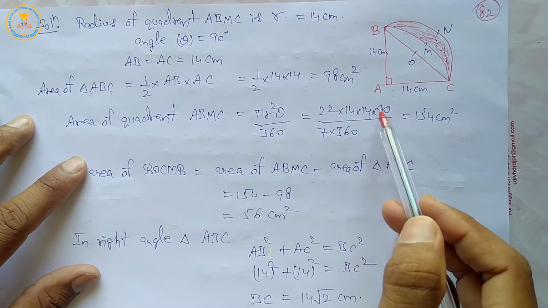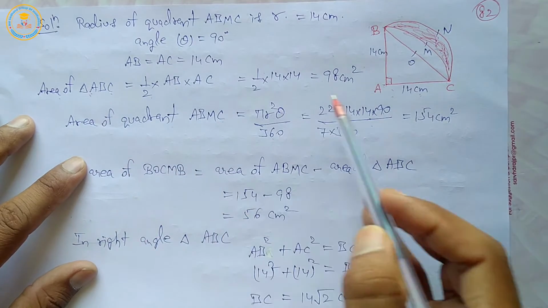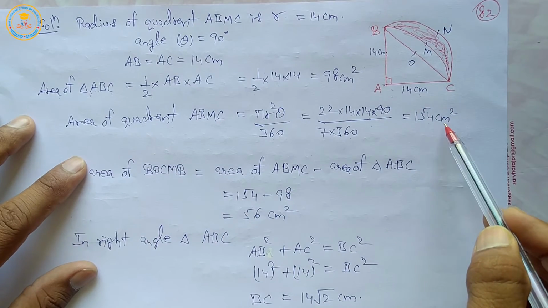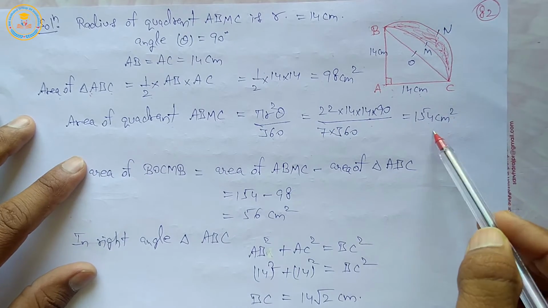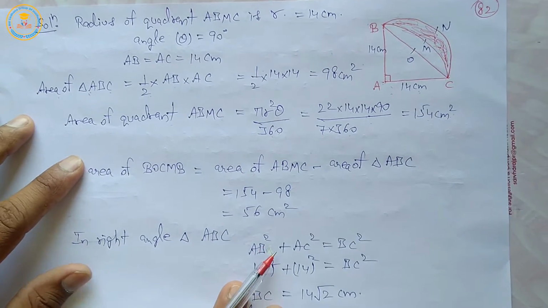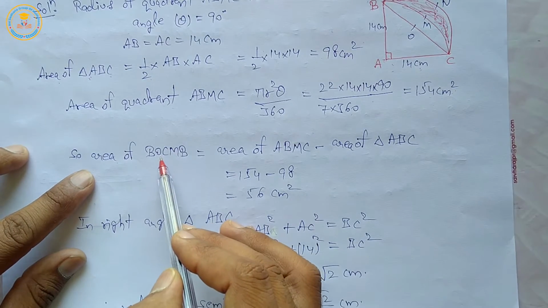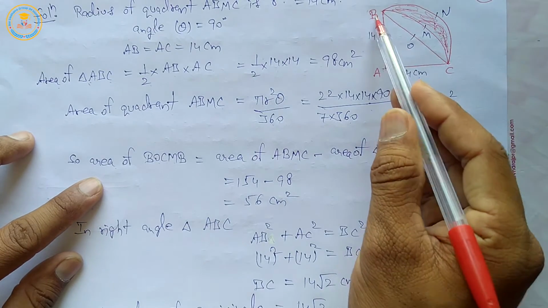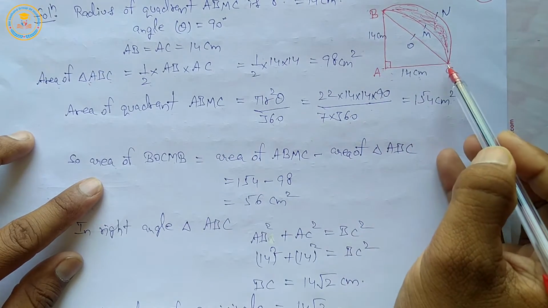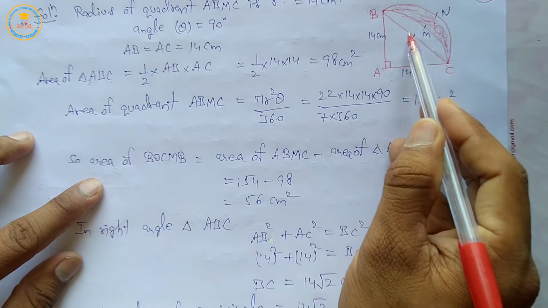Here we calculate that part. It means we get the area of quadrant ABMC is 154 centimeter square. Now the area of BOCMB, the area of that one part.